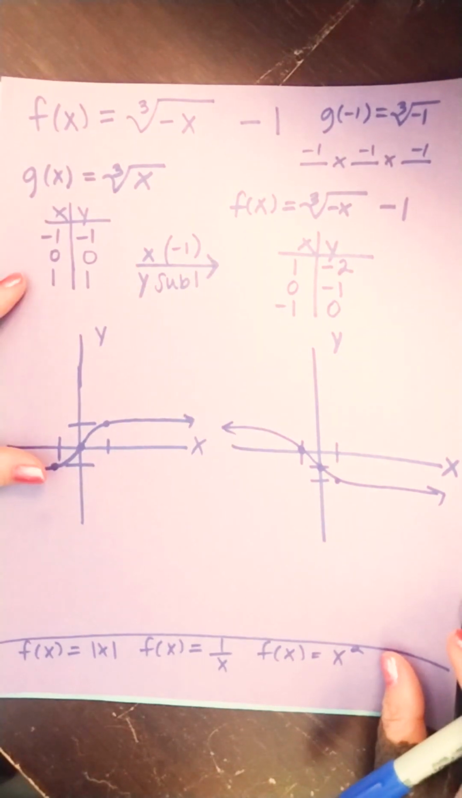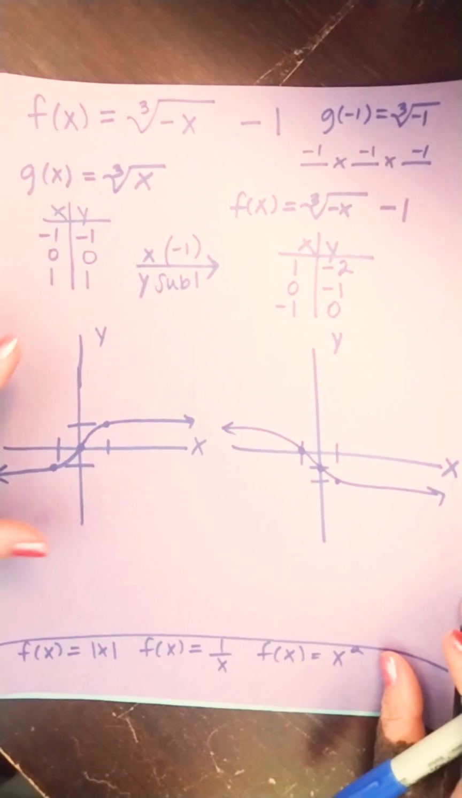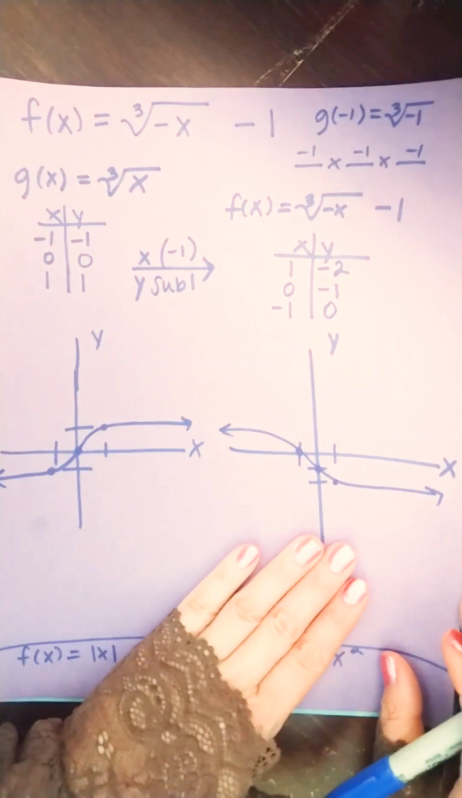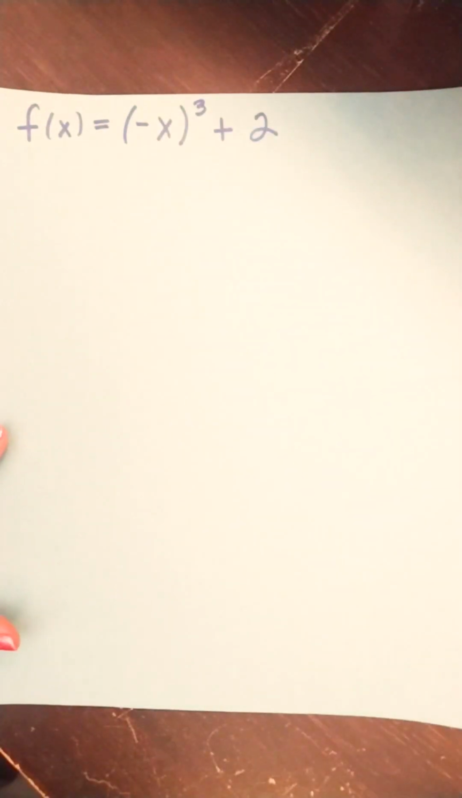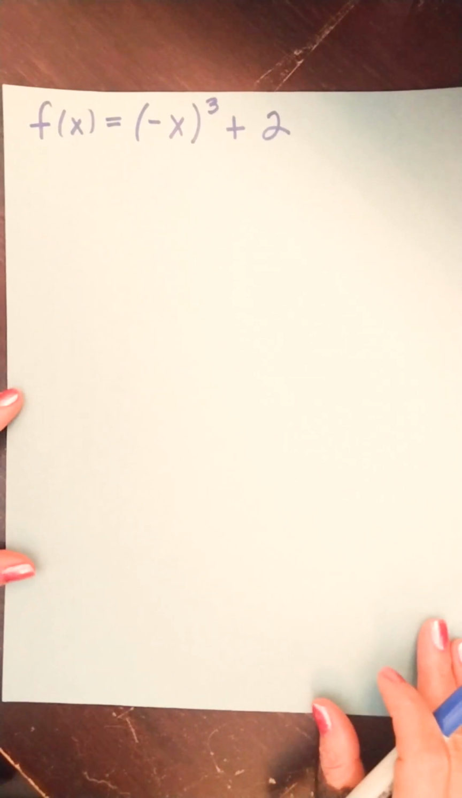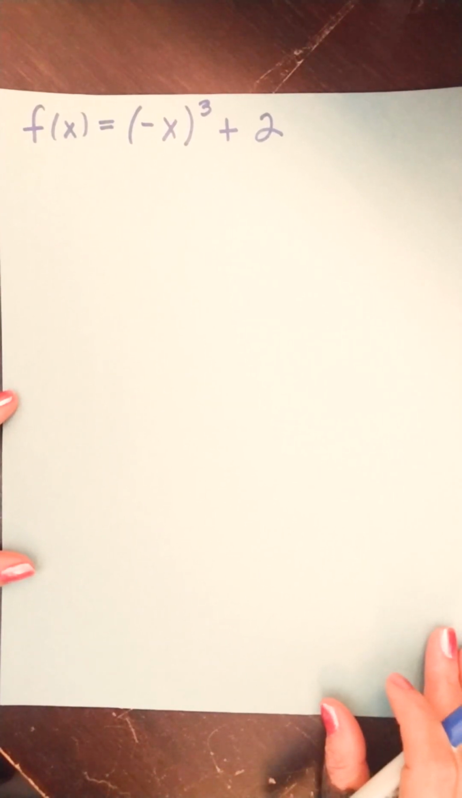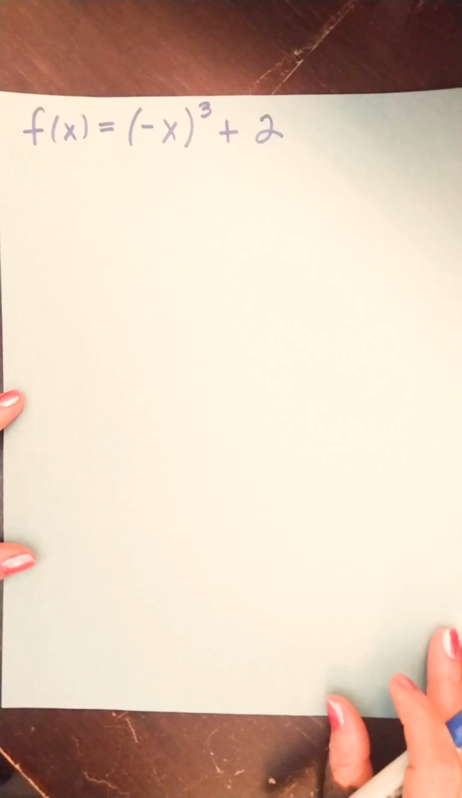Okay. This is our starting function. This is just helping us get to here. Okay. So let's do another one. Let's look at this graph. Instead of the cube root, we're doing the cube function.